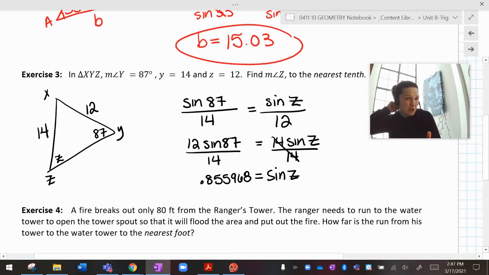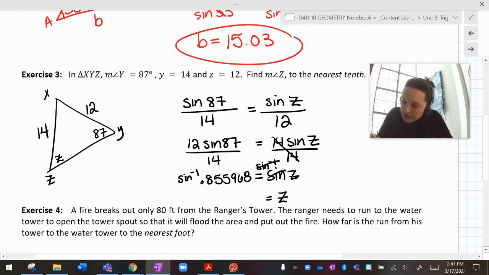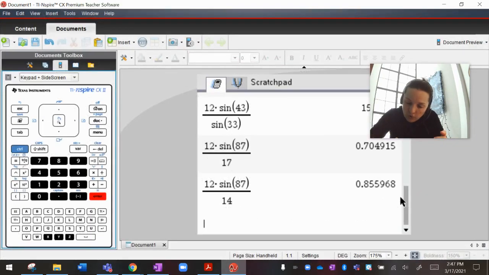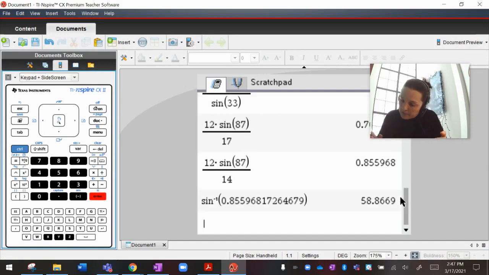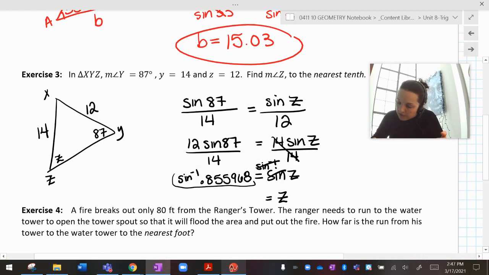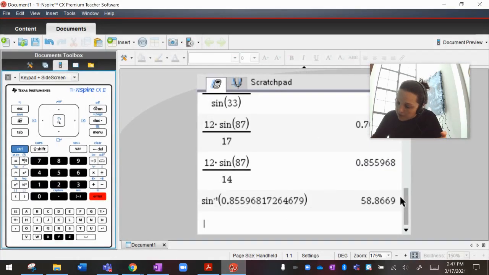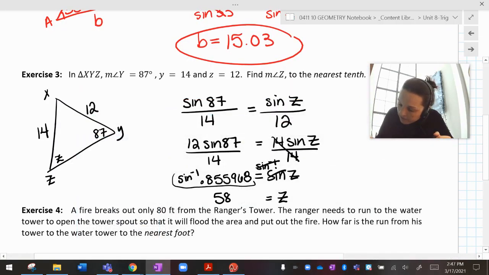I still need to get Z alone, though, and Z is attached to a sine. Oh, if I want sine to go away, we use that inverse sine thing. So I'm going to take the inverse sine of both sides. So I get Z equals inverse sine of 0.855. So inverse sine of the answer is 58.86. Find the nearest tenth, so 58.9 degrees.